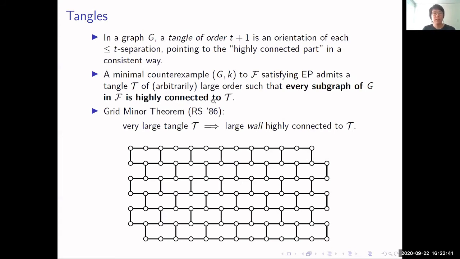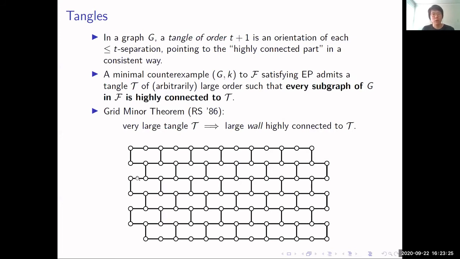So we have this abstract thing called a tangle that points to some highly connected part of the graph that contains all the subgraphs of G in F. Again, if you're unfamiliar with this, it might seem very abstract, and it might not be clear how this would be useful. But one of the fundamental results of the graph minors project is the so-called grid minor theorem, which says that if you give me a large enough tangle, then I can find you some large wall. A wall is just this graph here that's highly connected to the tangle. So most of the wall lives in the highly connected part of the tangle.